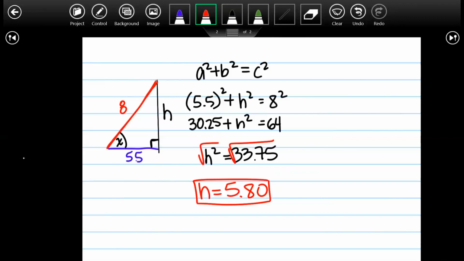OSHA has regulations on that about how many degrees you can lean over.